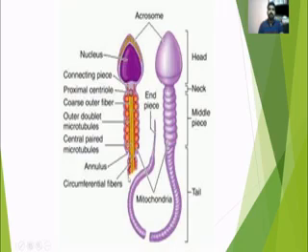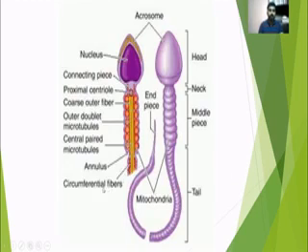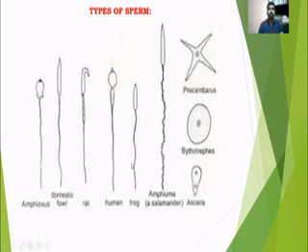Tail region. Means here, just beneath this plasma membrane, the cytoplasm is present, just above these microtubules. Okay, let's move to the next one. Next slide. This slide is showing us the types of sperms.